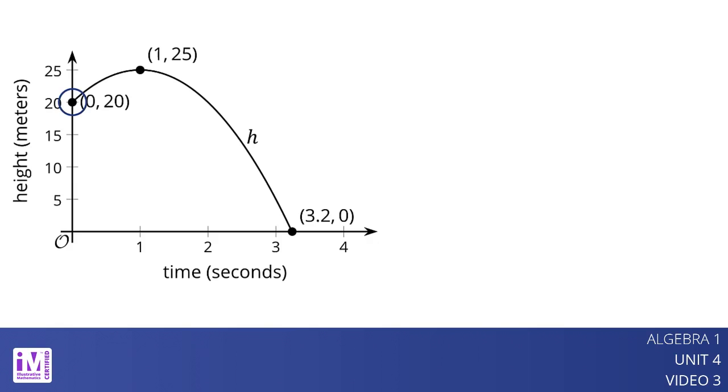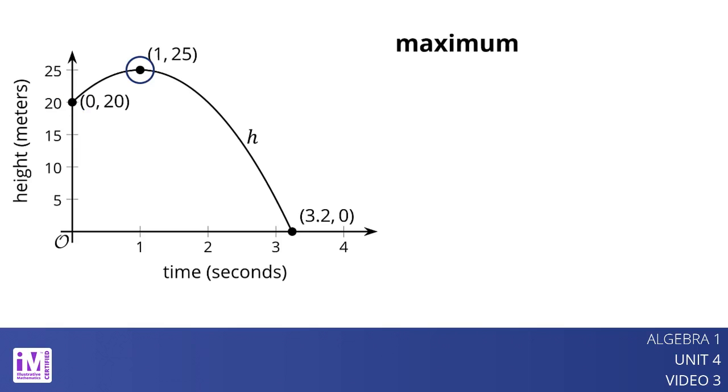The point (0, 20) is the vertical intercept of the graph. This point tells us that the initial height of the ball is 20 meters, because when t is 0, the height h(t) is 20.